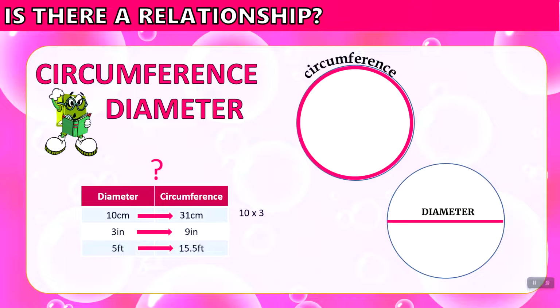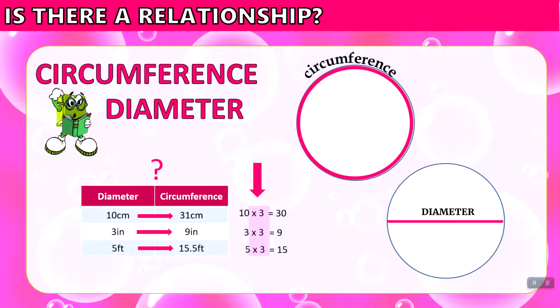Well, if we look and we say 10 times 3 equals 30, 30 is close to 31. And if we take 3 inches and multiply it by 3, we get 9, which is exactly the circumference of that circle. And if we take 5 and multiply it by 3, we get 15, which is almost 15.5. So in every case, when we multiplied by 3, when we tripled the diameter, it gave us a measurement very close to the length of the circumference. Each diameter we started with, when we multiplied it by 3, gave us a length very close to the circumference.